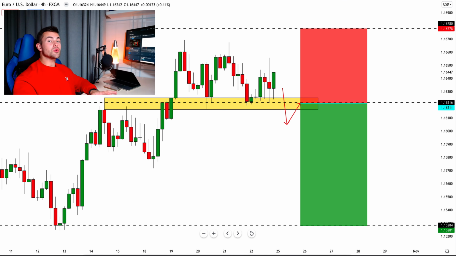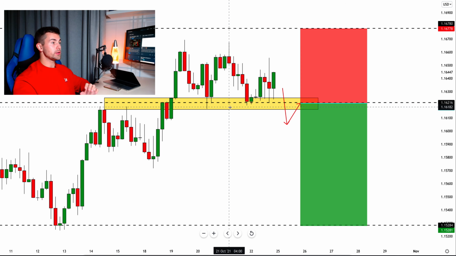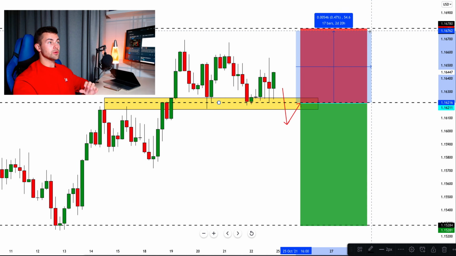So with this shorting opportunity on Eurodollar, let's calculate the lot size so that we would risk 1% of our trading account. How do we do that? The first thing right here is to measure the pip value of our stop loss. To do that, we take the measurement tool here on TradingView, and from our entry to the stop loss level, we simply measure the distance. Yes, we measure how many pips we have right here.